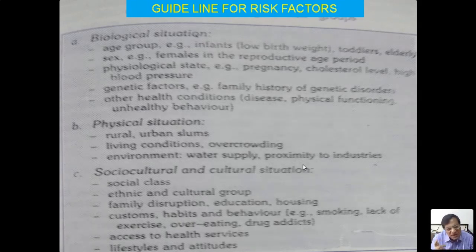In the slum areas of Mumbai, if you find a large number of the population affected, the statistics are not coming down. This is very much important. In a room, 10 people stay. How will they maintain their quarantine? It is quite impossible. Socio-cultural situation: social class, ethnic or cultural group, family disruption, education, housing, customs, events, everything comes into factor for the epidemiological factors of this epidemic disease, because it needs proper interpretation and discussion.